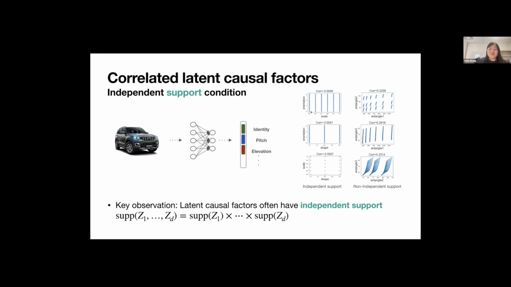Here's what we mean. Suppose I have two factors, orientation and scale. These two factors have independent support if, no matter what the value of the scale is, the support of orientation, which is the possible values the orientation can take, does not change as I change the value of the scale. Whenever scale is equal to 0.5, the orientation can take all possible values from 0 to 6. If I shift the scale to 0.6, the orientation can still take the same set of values from 0 to 6, and so on and so forth. Whenever the support of one variable does not depend on the value of the other variable, we call it independent support.